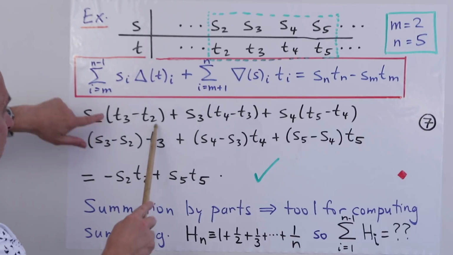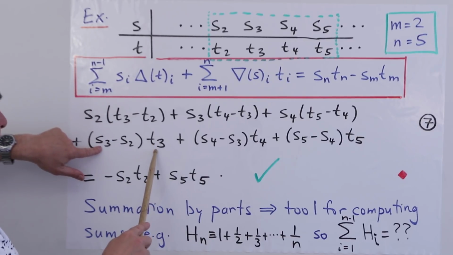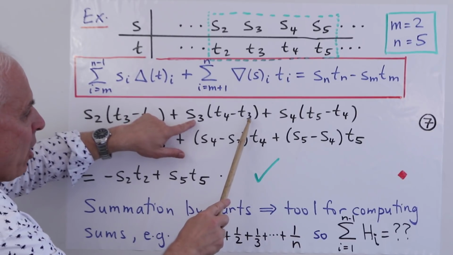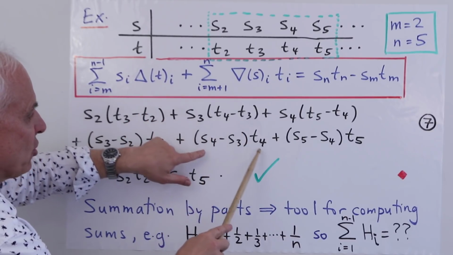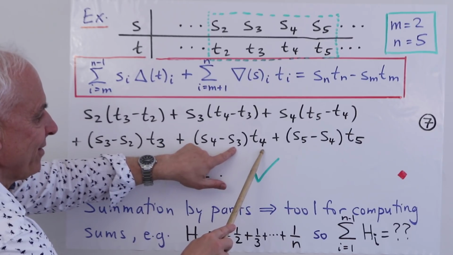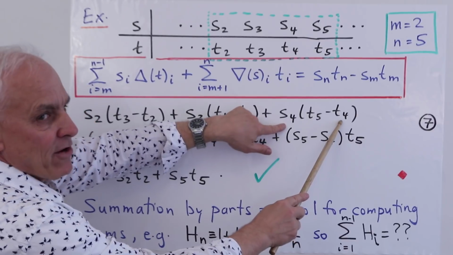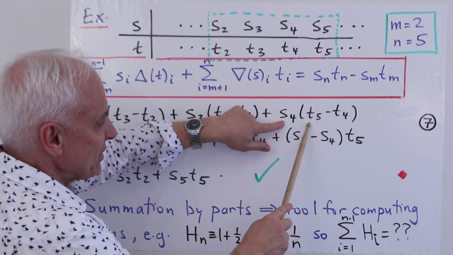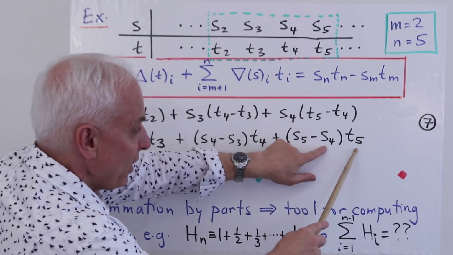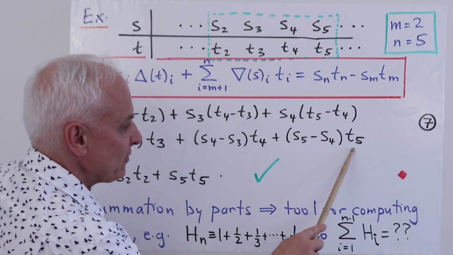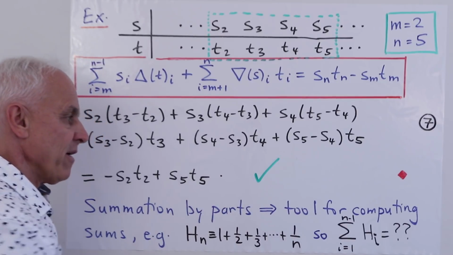The other term involved here is S3 times T3. And you see that's appearing up here with a minus sign. Also here we have an S3 T4, but that's occurring down here with a minus sign. Also occurring here is S4 times T4, but that's occurring up here with a minus sign. Also here's S4 times T5, which is occurring over here with a minus sign. So they all cancel, and the only thing that's left over is an S5 T5.